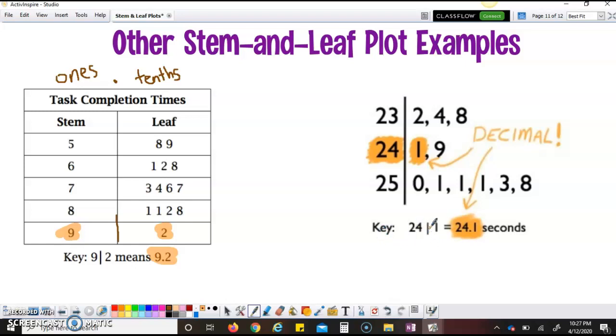So the key says 24 line 1 means 24.1. So in this case, the line again is where your decimal point would be, and this would be your tenths place. And if you'll look to the left of the line, instead of it being just the ones or the tens, it's actually the tens and the ones place that are over here on this side of your line of your T-chart, okay? So make sure you are always looking at your key, because that's going to tell you how to read your stem and leaf plot properly, okay?